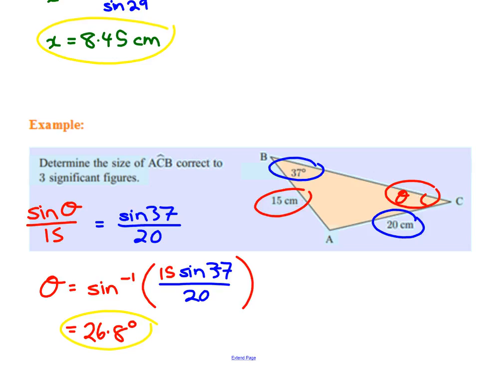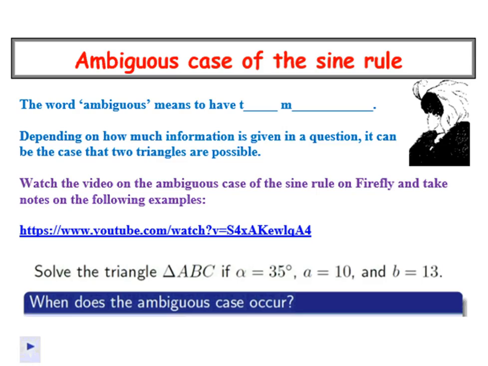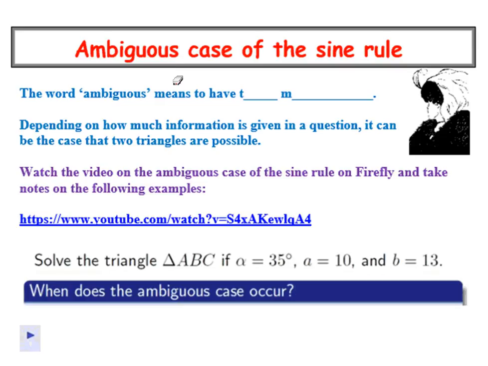There is another case called the ambiguous case of the sine rule. First of all, think of the word ambiguous. What does it mean? It means to have two meanings. Notice I haven't filled that in, so I'll try to fill it in roughly for you. Ambiguous means to have two meanings, kind of like this diagram over here. Some people might see an old woman facing this way. Some people might see a young woman facing that way and wearing a hat. So two meanings is what ambiguous means.